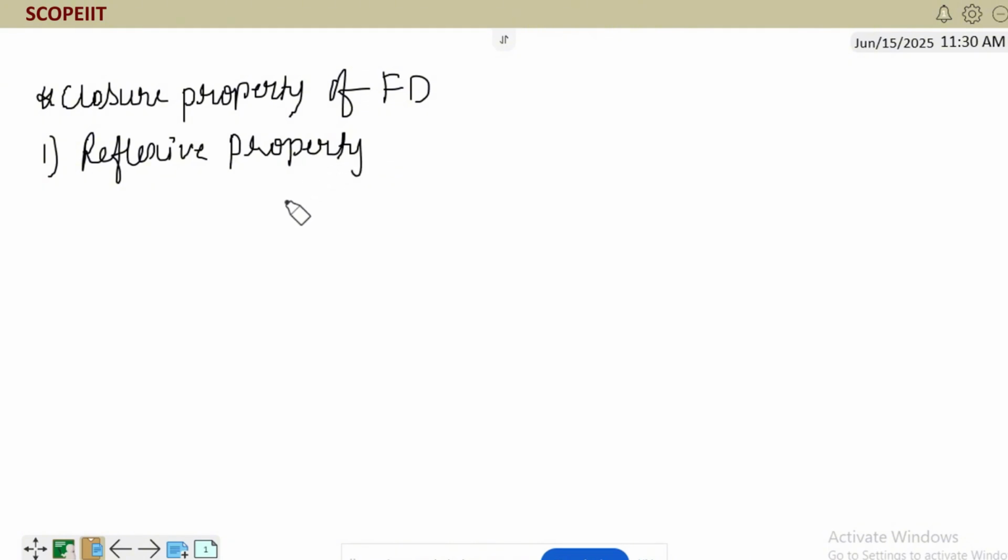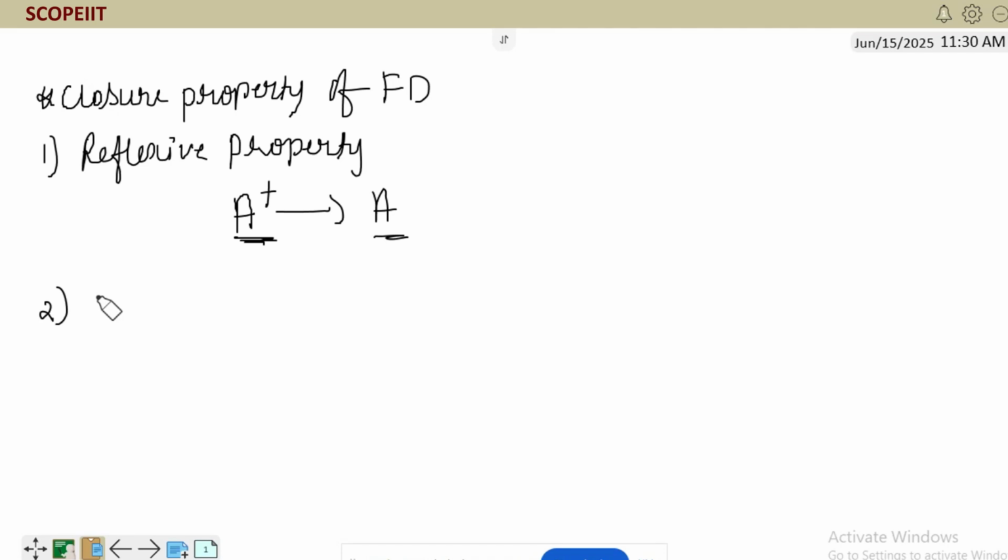Now, what do you mean by reflexive property? For example, if I tell you to find the closure of A, then blindly you have to write down A first. That is the reflexive property. So what is the reflexive property? The element which is there on the left hand side, the same element you should write on the right hand side. That is nothing but the reflexive property.